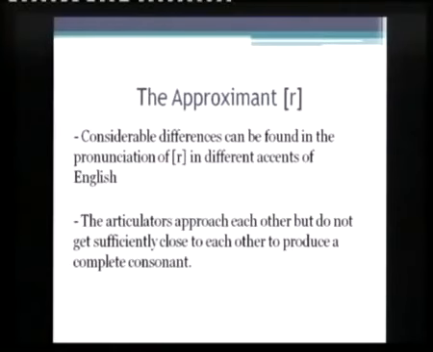Okay. You have this also in your textbook. When you continue reading, we're going to mention that. Look at this. What happens when you produce the ra? The articulators approach each other but do not get sufficiently close to each other to produce a complete consonant.